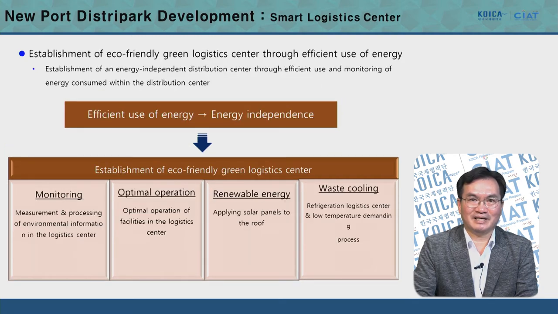Establishment of an eco-friendly green logistics center through efficient use of energy. It is to use energy efficiently to become energy independent and create an eco-friendly green logistics center. It uses waste heat and cooling in the process of measuring and processing environment information in the logistics center, optimal operation of facilities in the logistics center, renewable energy applied by installing solar panels on the roof, and the low temperature demanding process under the refrigeration logistics center.